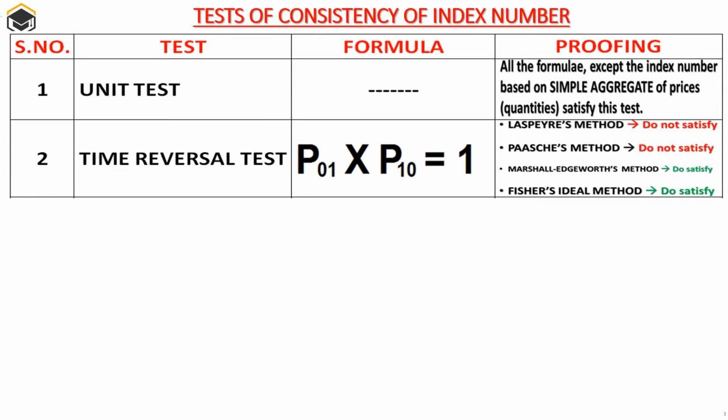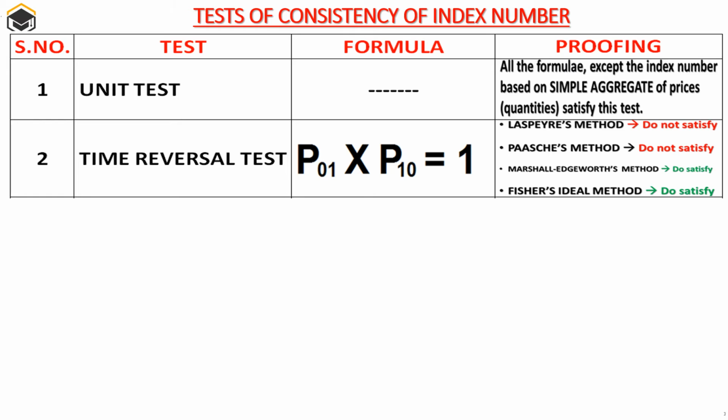Next we have the time reversal test. For the time reversal test, we have a formula. What is the formula? The price index of the current year based on the base year into the price index of the base year based on the current year is equal to 1. Who is going to satisfy it in proof?